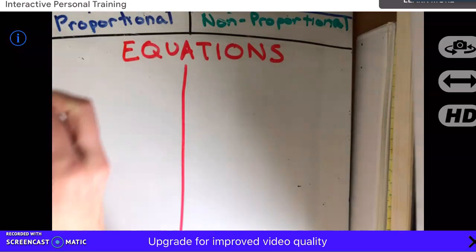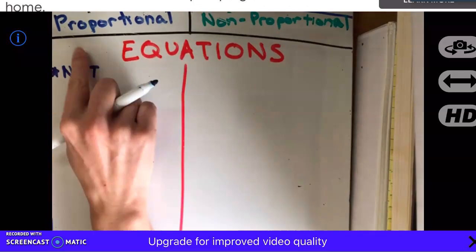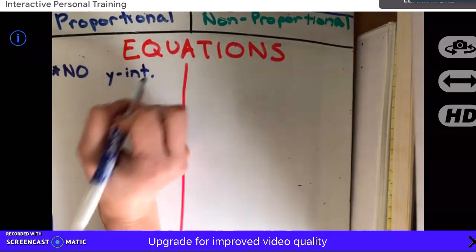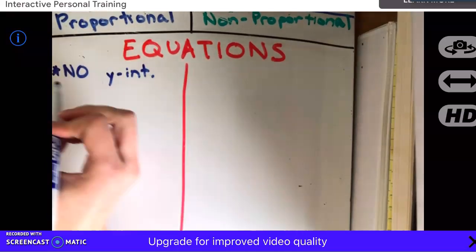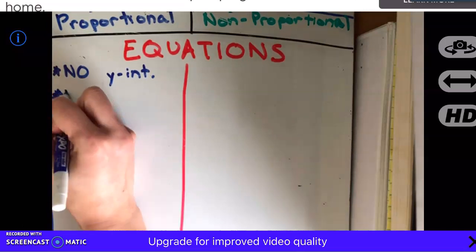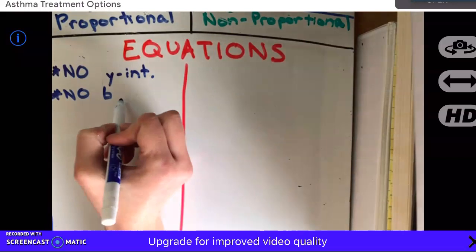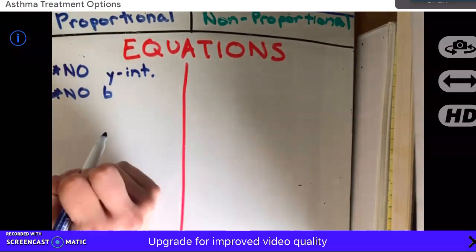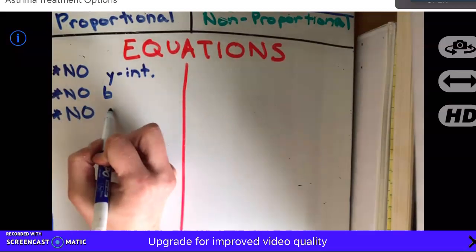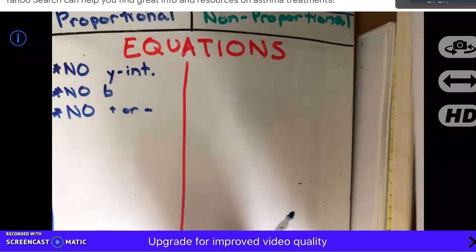Proportional equations, like we saw in our graphs, have no y-intercept, okay? I'm just going to write int for intercept. There is no y-intercept. So what that means for an equation is there is no b. B is our y-intercept, I'll show you, but there's no b. So that means there's going to be no plus or minus at the end. They're all very straightforward. Let me show you an example.